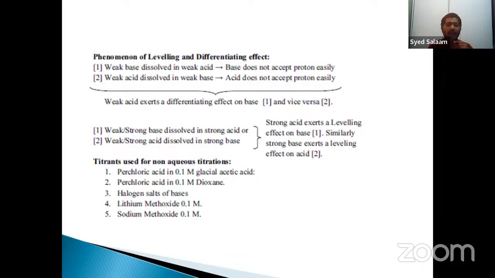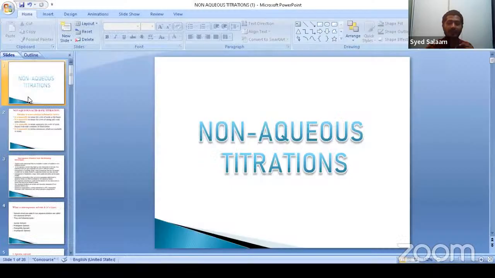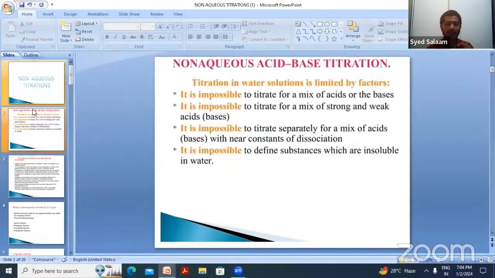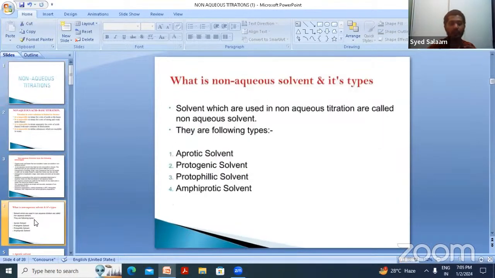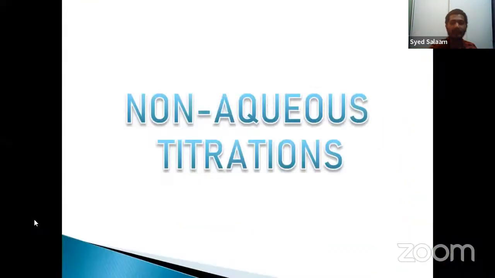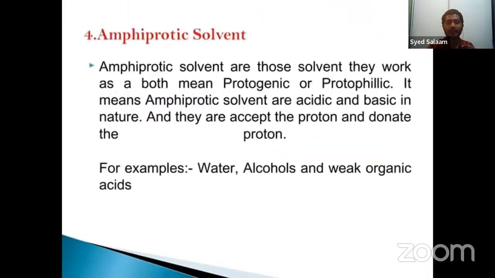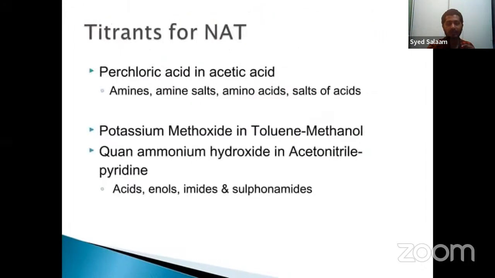For that reason, we would be adding these based on what compound we are doing. We have seen there is a list of compounds for which a certain type of solvents is employed. The reason behind this is the leveling effect, so we use certain types of solvents. For non-aqueous titration, perchloric acid in acetic acid, being acid, is used for bases like amines, amine salts, amino acids, and salts of acids.